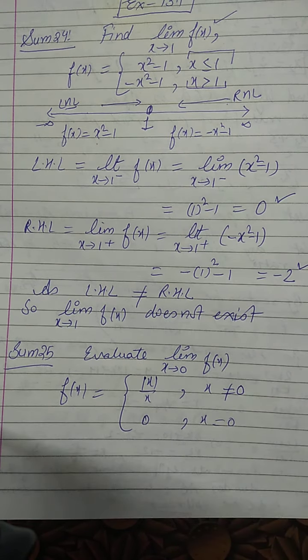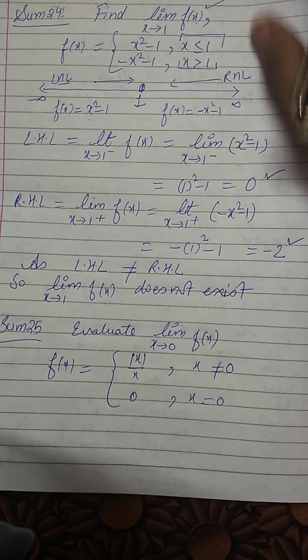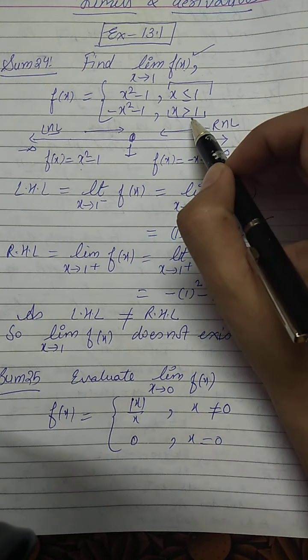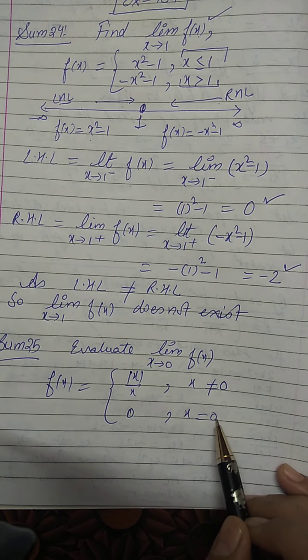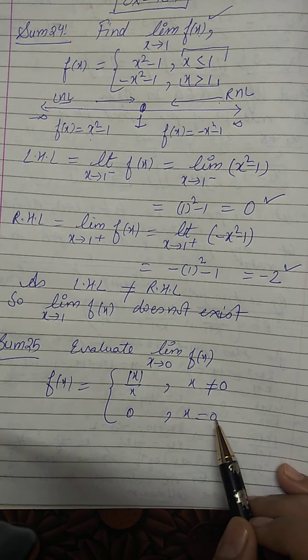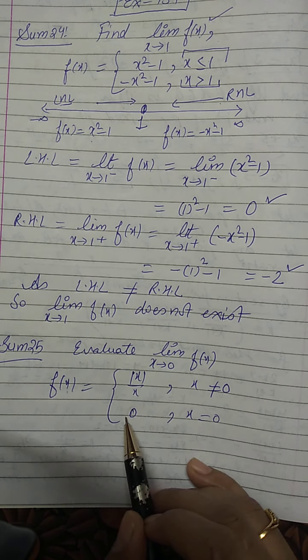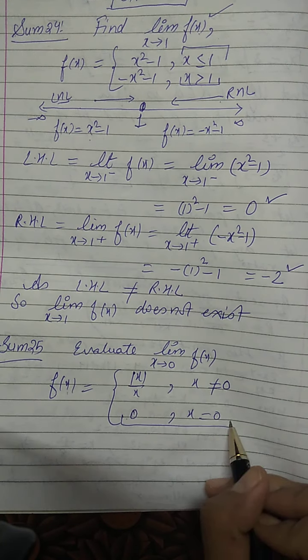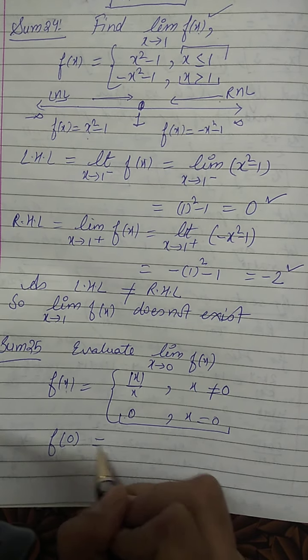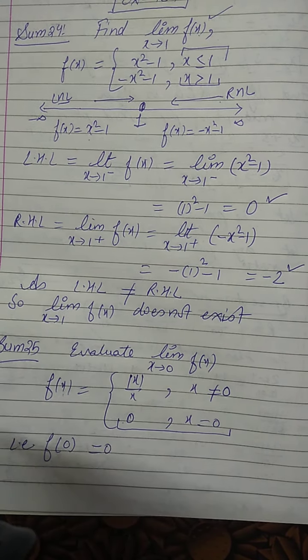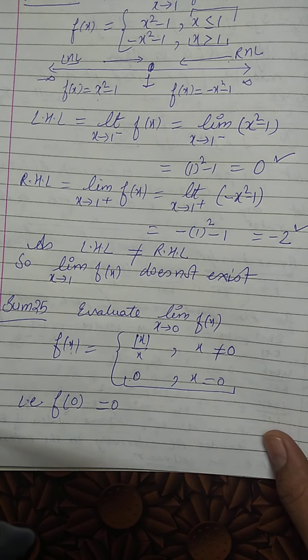Now here if you notice, the function is defined in a different way. It is not like slack inequality and strict inequality, but here when x is not equal to 0, we have the function mod x upon x, so that is the signum function. And when x is equal to 0, the function is taking 0. What does this mean? It means f of 0 is given as 0. We are given that the value of the function at 0 is 0.